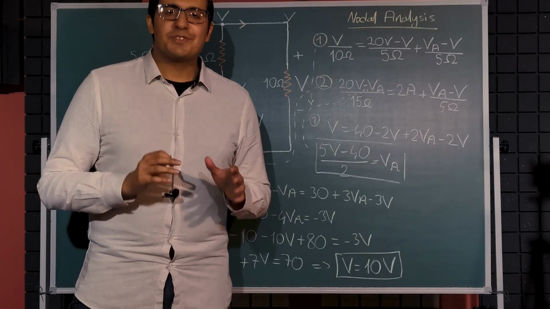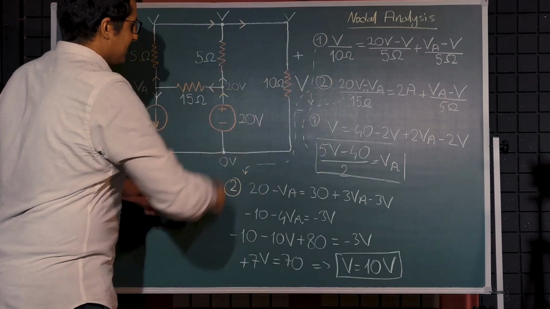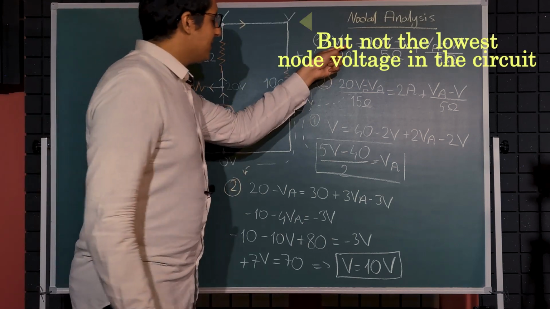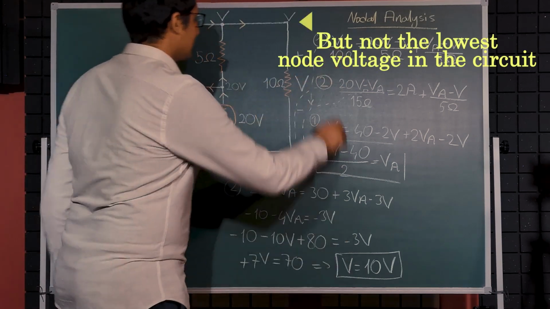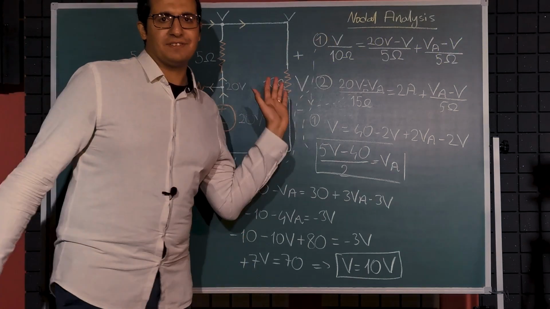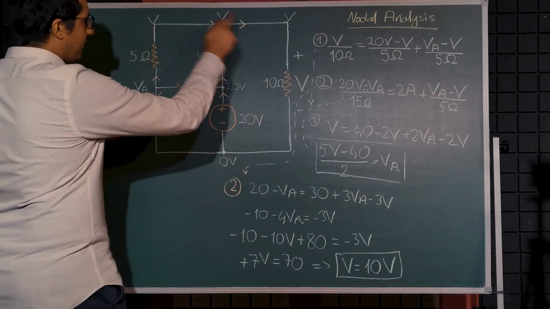If you watched our previous video, you will remember this circuit where we used nodal analysis to find the voltage across the 10 ohms resistor. And these were the two equations that nodal analysis gave us.